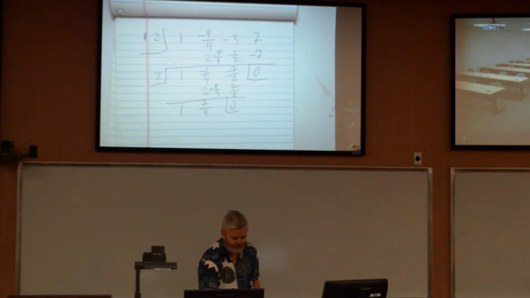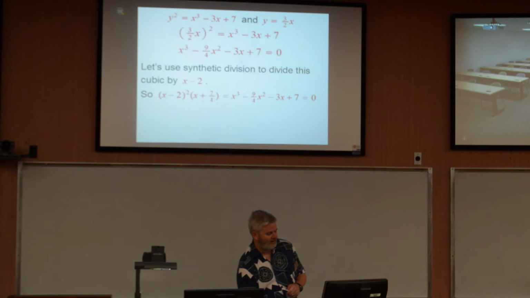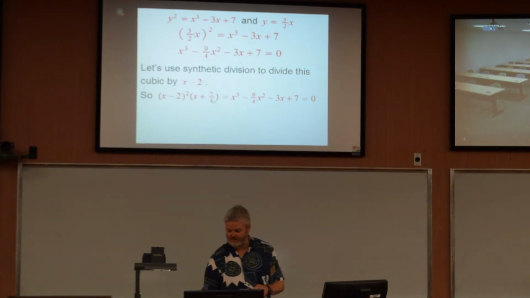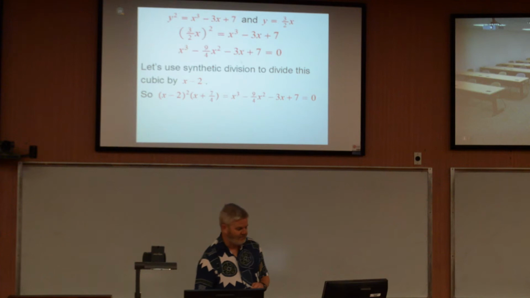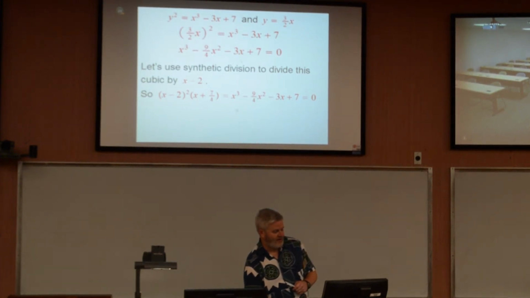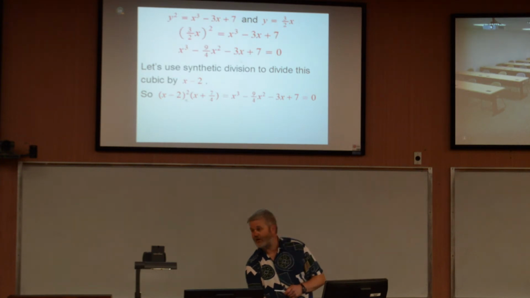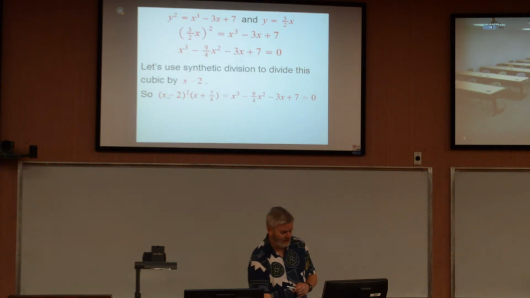Let me go back to the screen again here. So what this told us, that last line, is x minus 2 squared times x plus 7 over 4. We got that from that last line in the synthetic division. If you multiply that out, that would give you this polynomial here. So that's what it means for a number like 2 to have multiplicity 2 as a root. For a polynomial, that would mean x minus 2 would appear to the second power as a factor. It's actually a factor of this polynomial twice, right? Okay, so that's kind of the idea.